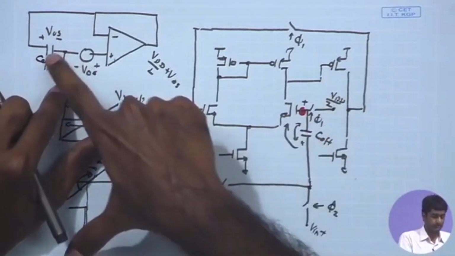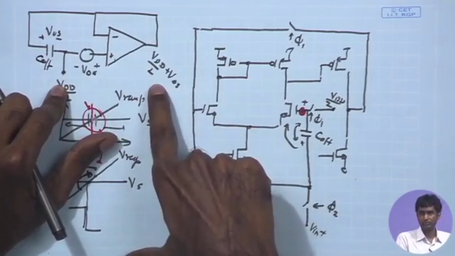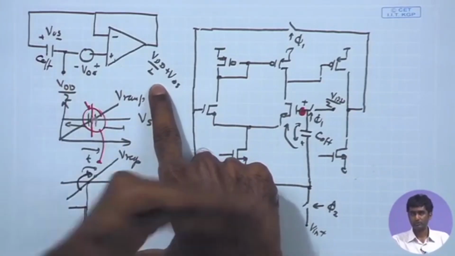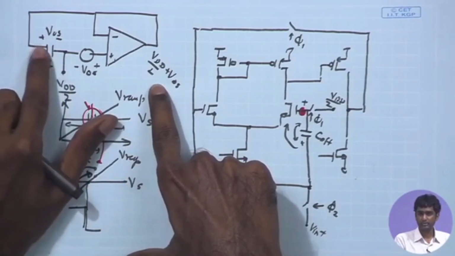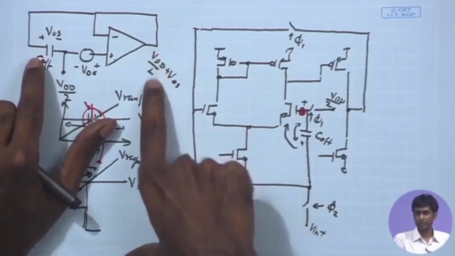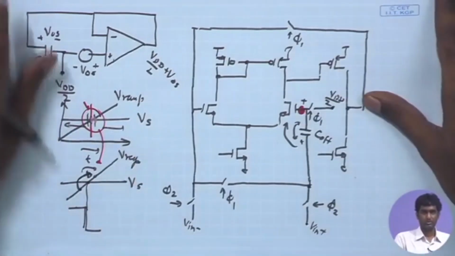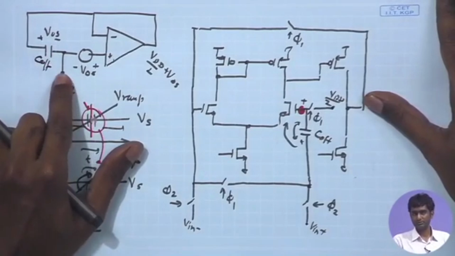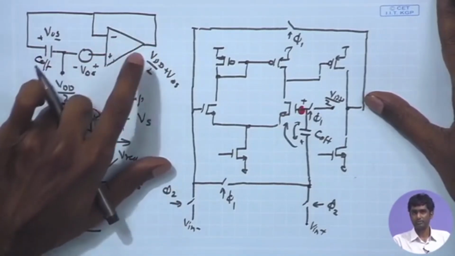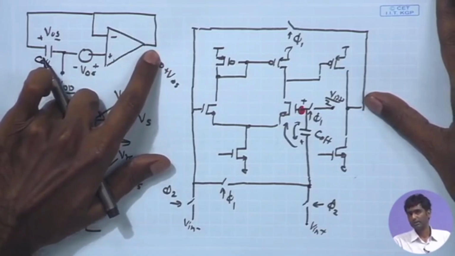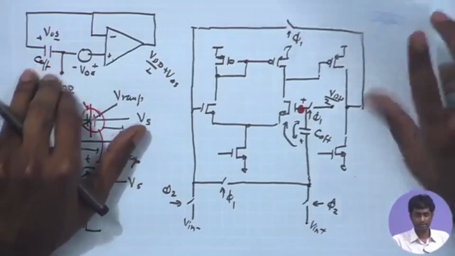So, I can take this C offset out and place it between this point and AC ground, and it has the same effect. From the point of view of the phi 1 phase, the C offset is effectively appearing as a load capacitance for the closed loop operation between the output and AC ground. This is just a DC potential which I have applied through the switch, and this is just an AC ground, so the C offset appears between the output of the unity gain amplifier and AC ground. So, this is my load capacitance for the closed loop operation, that is the first thing.